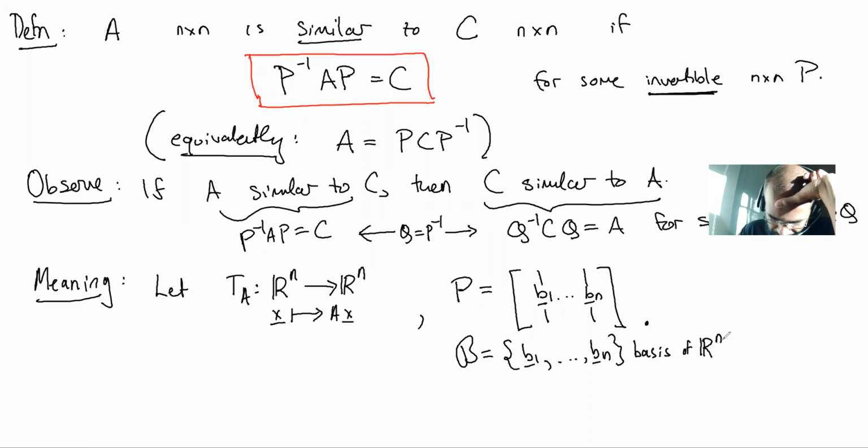But now, let's think about the last week we did change of coordinates, right? So if B1 through Bn is a basis, then we can interpret P as a change of coordinates matrix. Now, it's a change of coordinates matrix between what two bases? The standard basis and B, right? It takes B coordinates and turns them into standard basis coordinates.